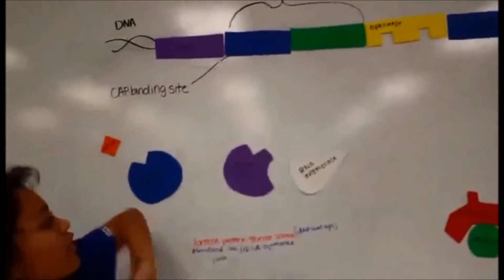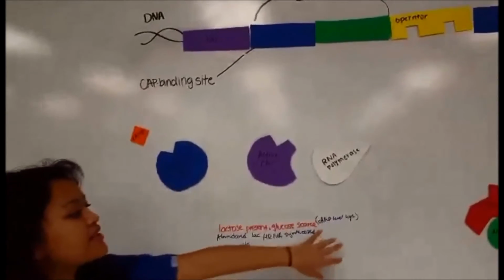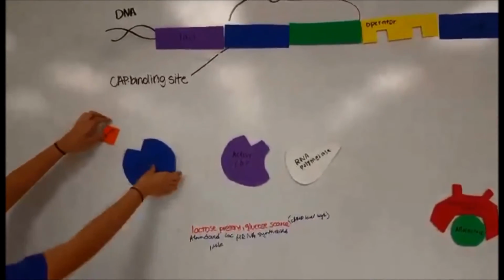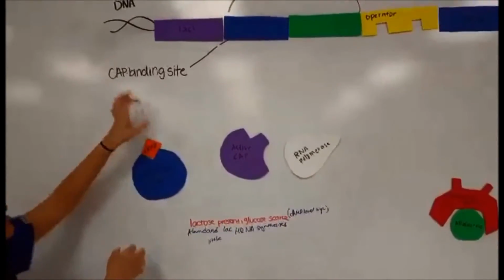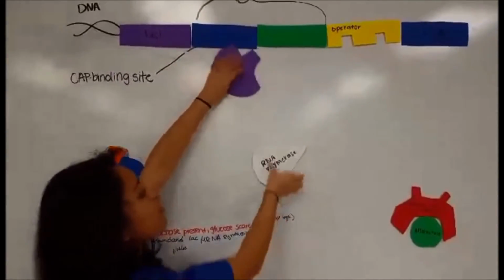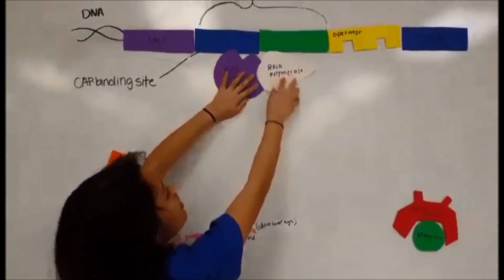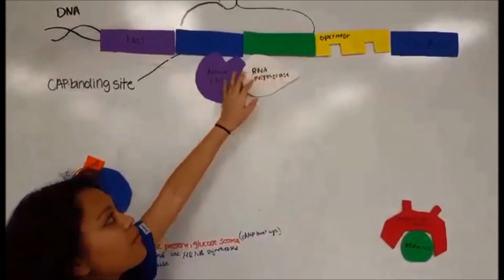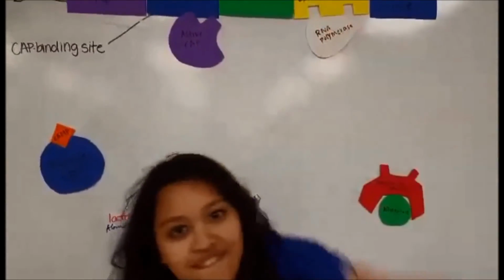So on the LAC operon, when glucose is scarce, that means cAMP levels are high. So the cAMP will bind with the CAP, which then makes the CAP active, which then goes behind the RNA polymerase, which then pushes it to make more mRNA.